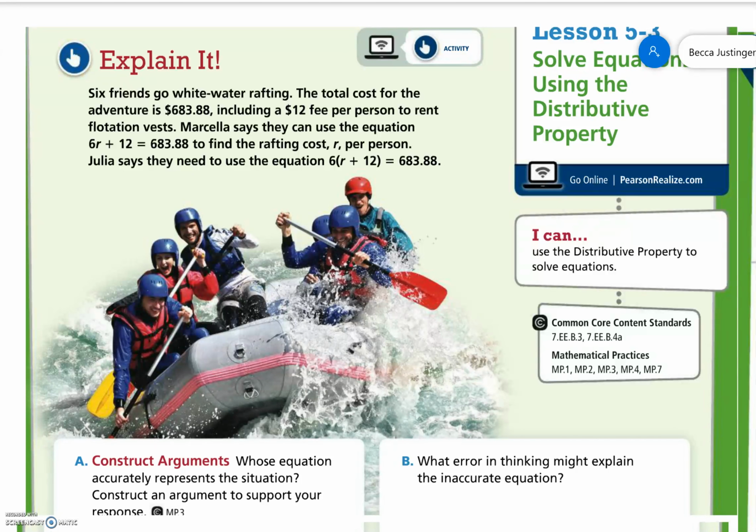Hi, 7th grade. Welcome to lesson 5.3, solve equations using the distributive property. By the end of the lesson, I want you to be able to say, I can use the distributive property to solve equations. Let's explain it.